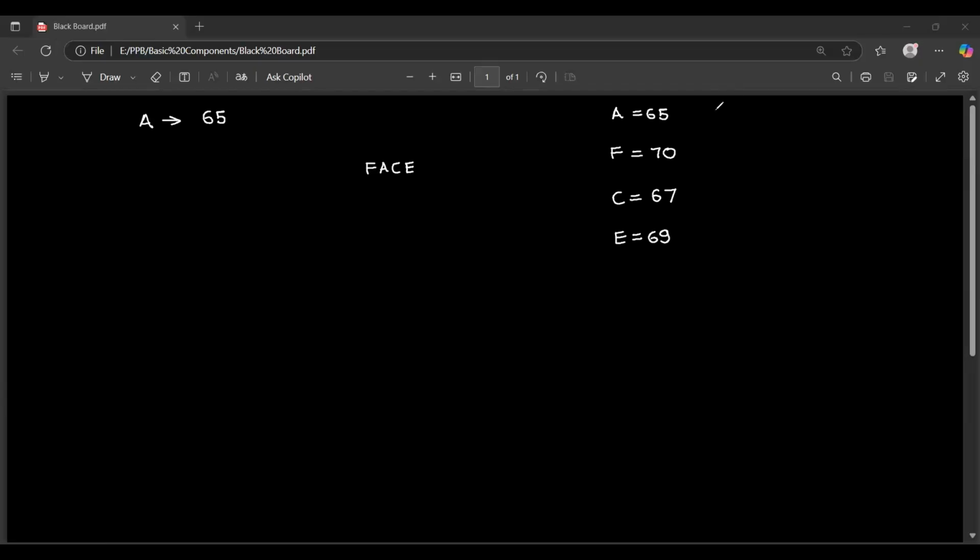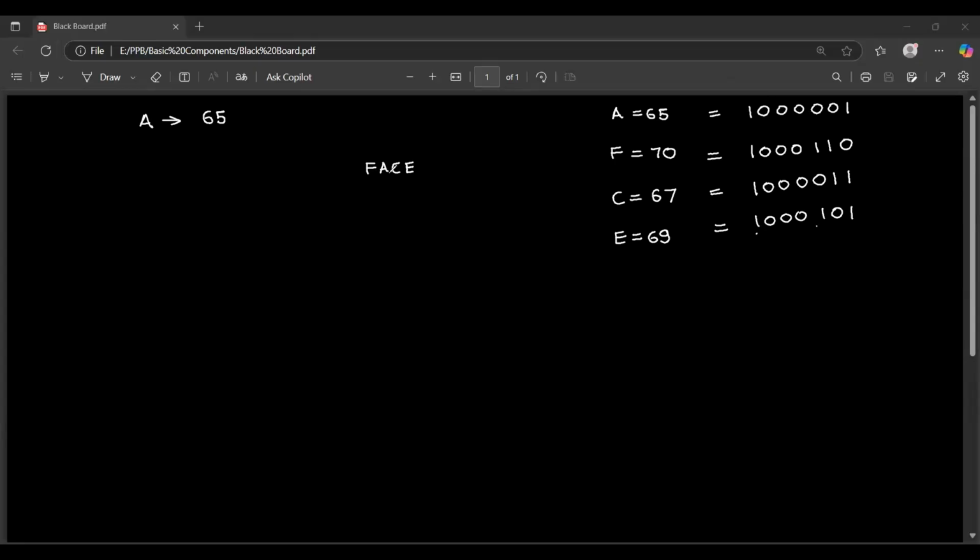Then you will write down the ASCII equivalent. So A can be given as 1000001, and 70 will be equal to 1000110, and 67 will be equal to 1000011, and 69 will be equal to 1000101. Well, it won't be 011, it will be 101. So 64, 68, 69.